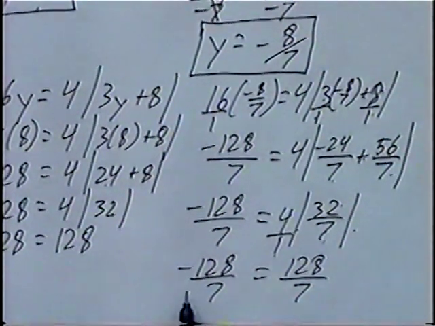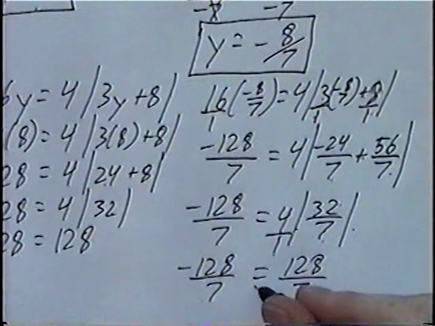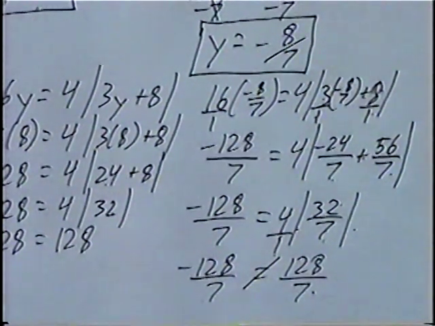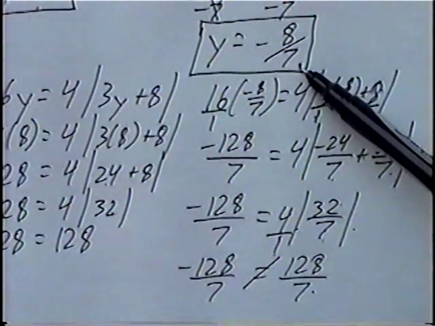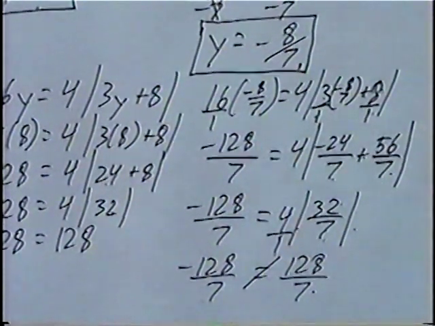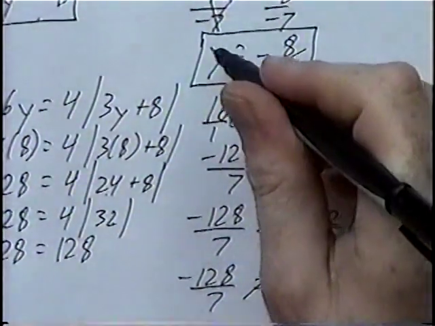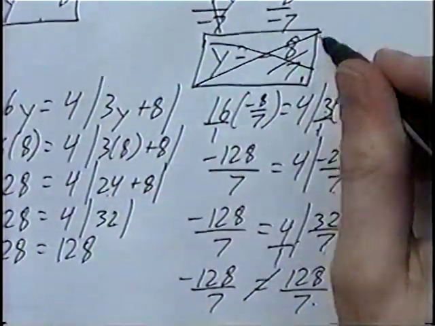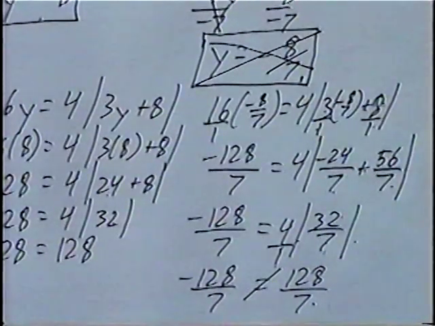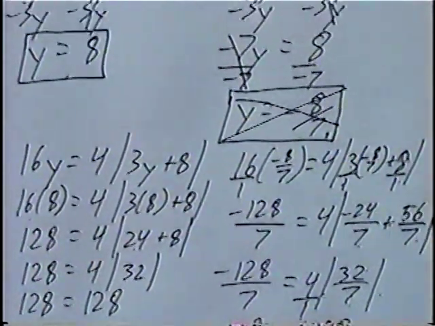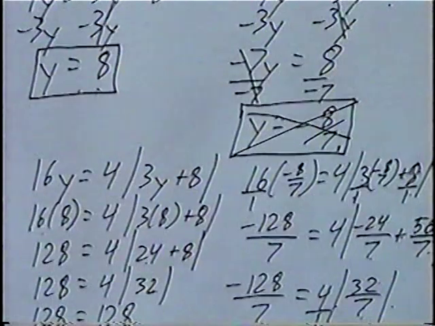Negative 128 over 7 does not equal positive 128 over 7. So in this case, our solution at the top, negative 8 over 7, was a correct solution for the equation that we solved. But upon verifying, plugging that number back in, checking the solution, it does not work, which means y equals negative 8 over 7 is not a solution for this equation. And our only answer would be y equals 8.